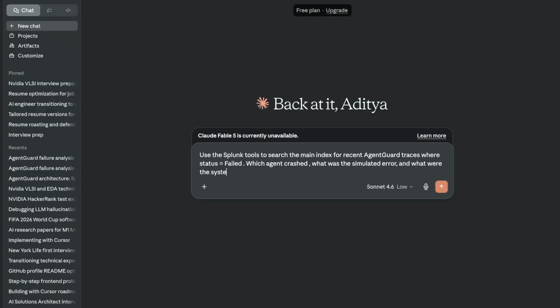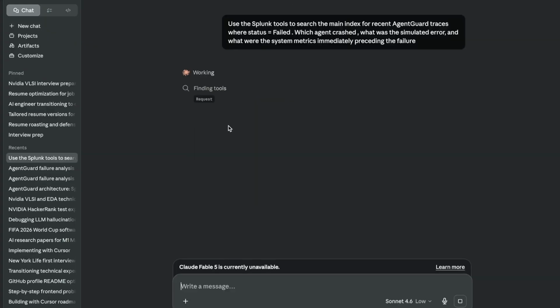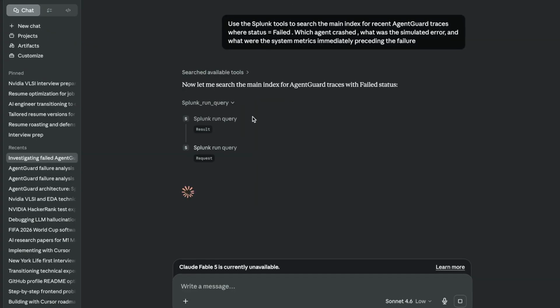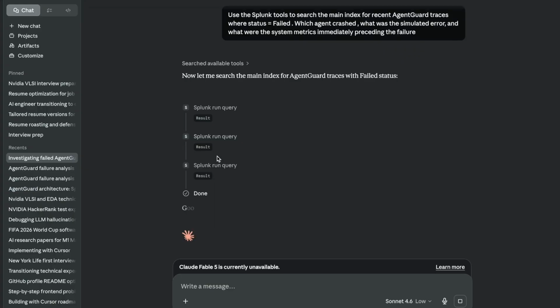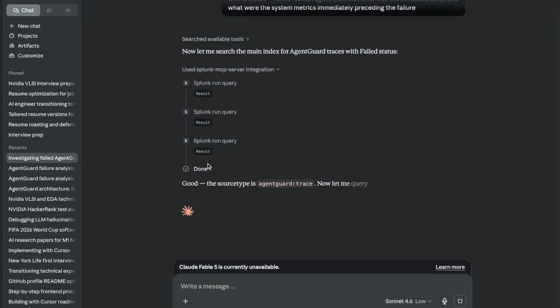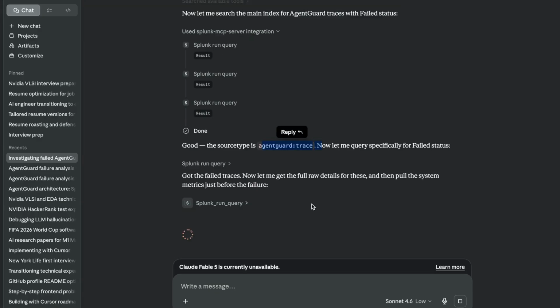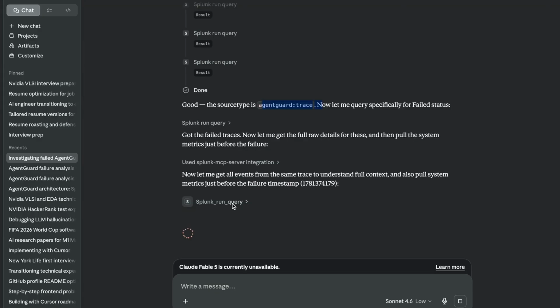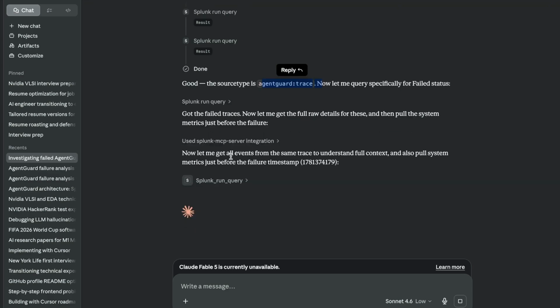Other than this, in just my natural language, we can write which agent crashed, what was the simulated error, and what were the system metrics immediately preceding the error. Now it's going to run some SPL queries which are going to give us more information about the agent traces and in-depth analysis of what exactly went wrong. Now these are connected to demo agents. If you had real agents, this would still work.